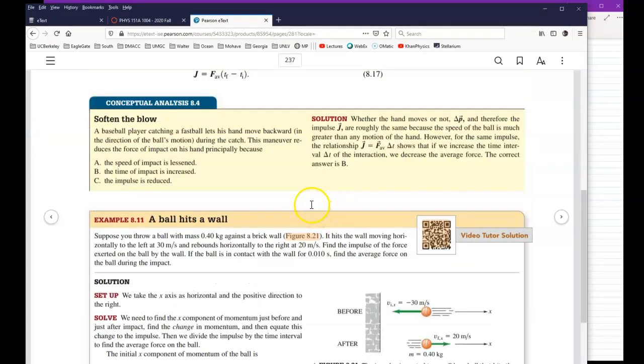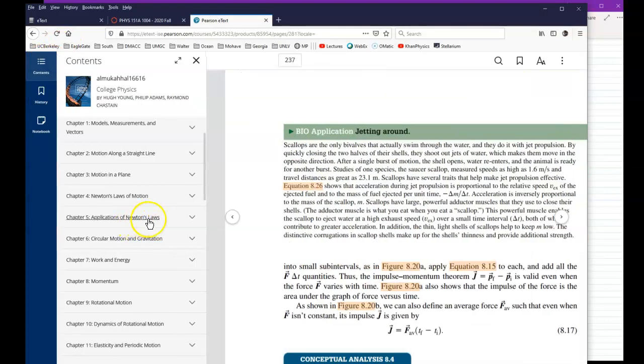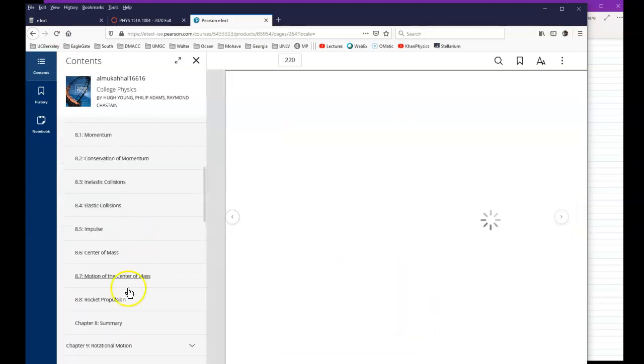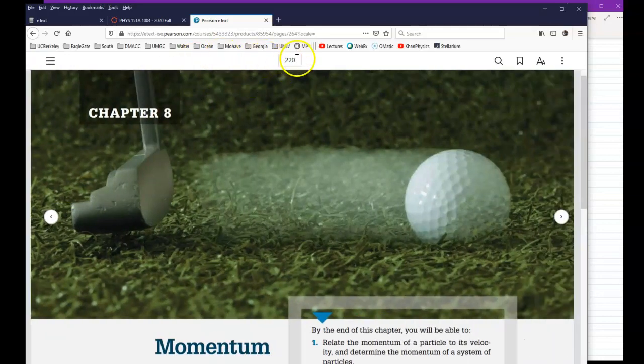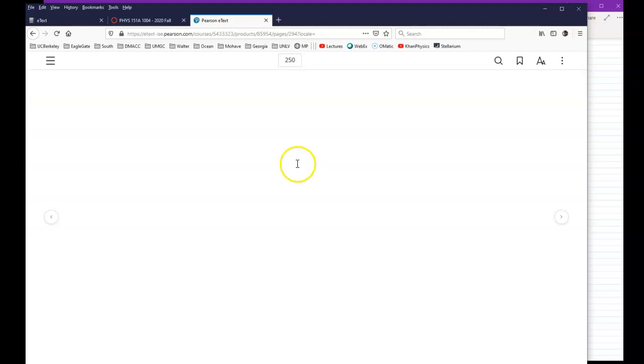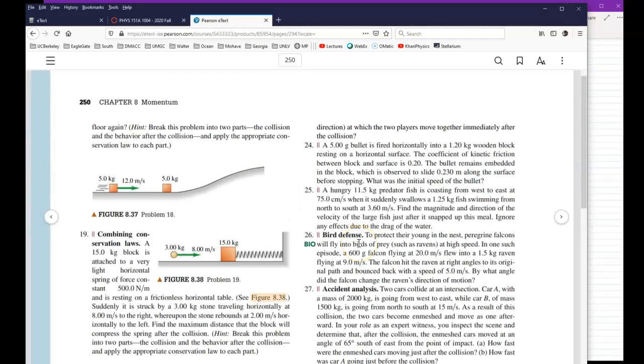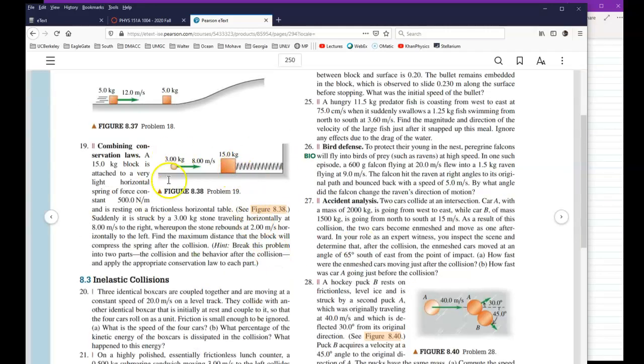You have 10 problems to work on. Chapter. Oh, I know the problem. I keep forgetting that I can just put in the page number. I just learned about that this semester. Anyway, 19 is on page 250. Right here. Okay, you got this one right here. You have a block attached to a spring.